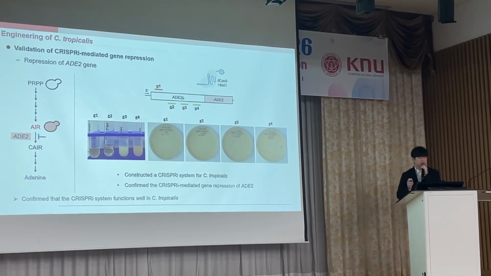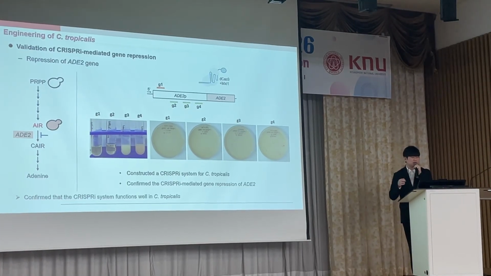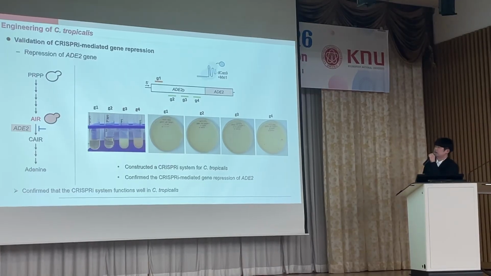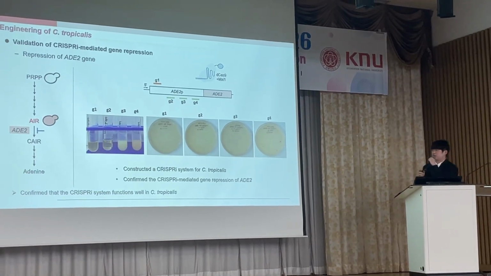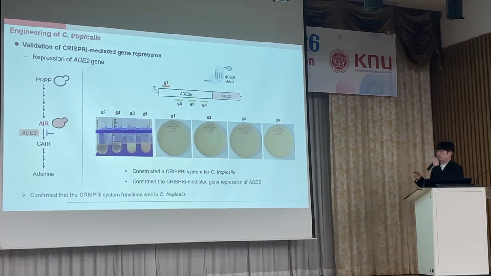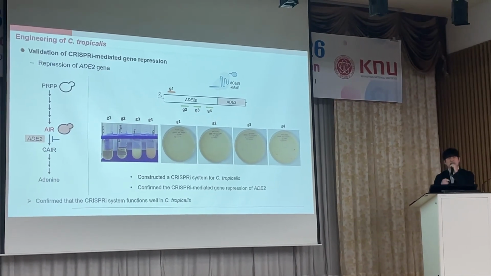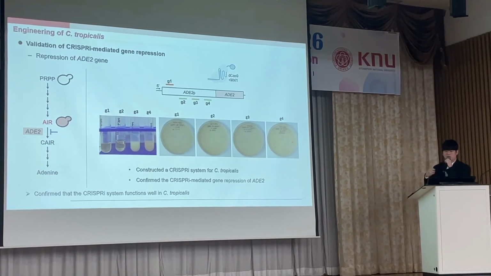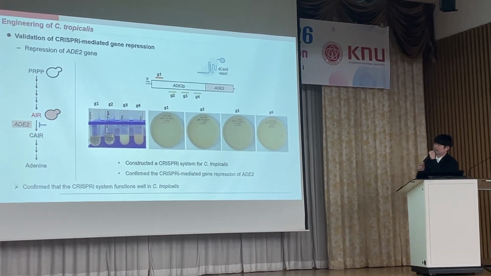In this case, we also use ADE2 because we can figure it out by phenotype changes. So we targeted the promoter site, G1, G2, G3, and G4. And we found out that at the G4 site, the ADE2 gene is actually repressed. So we could say that we can do a CRISPRi system in Candida tropicalis.